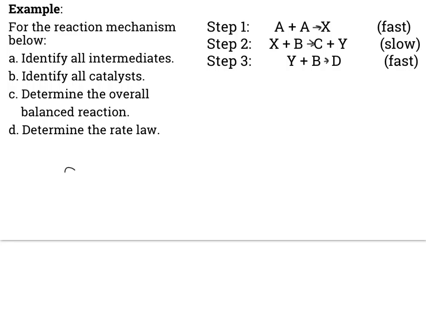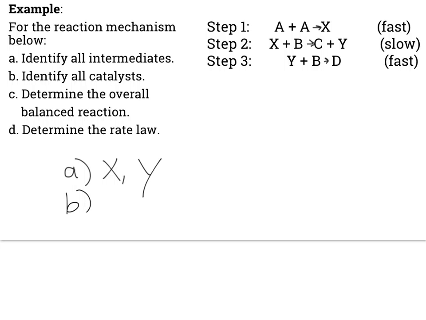All right, so for A, intermediates are where something is a product somewhere and a reactant later. We have two of those. We have X and Y. Because notice, X is produced here and reacted here. Y is produced here and reacted here. All right, that was easy.